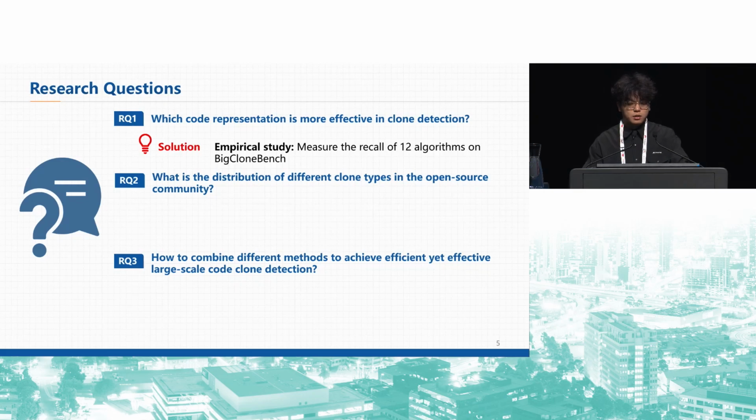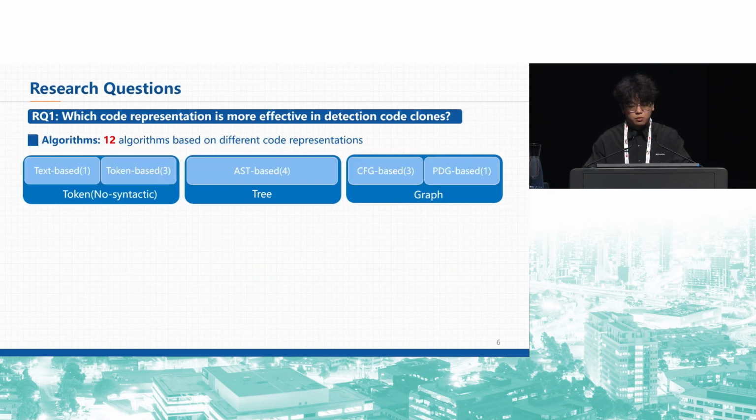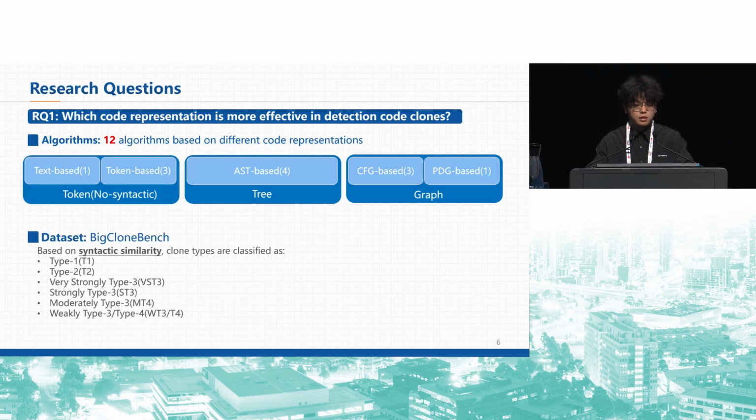For RQ1, we conduct an empirical study. We reproduce 12 algorithms based on different representations and measure their recall on BigCloneBench. We group them into 3 categories. For the convenience of comparison, we classify text and token, which do not contain syntactic information, into one category. For the dataset, we use the very popular benchmark, BigCloneBench.